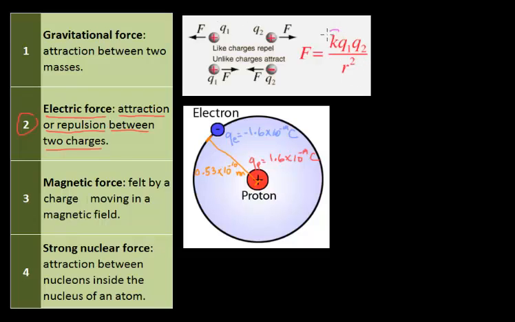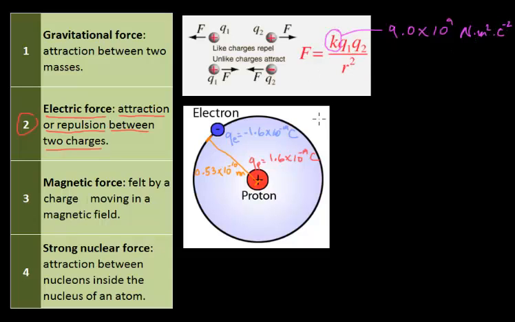So what is this constant here? It's called Coulomb's constant, and it's equal to 9.0 times 10 to the 9, so it's easy to remember, 9 times 10 to the 9, newtons meters squared per Coulomb squared.